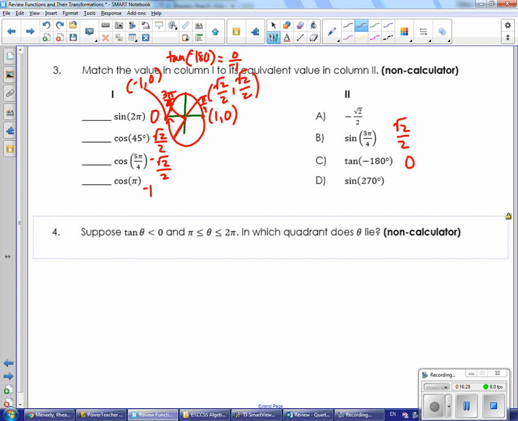The sine of 270, so 270 degrees, is this point right here, and that's going to correspond to 0, -1.